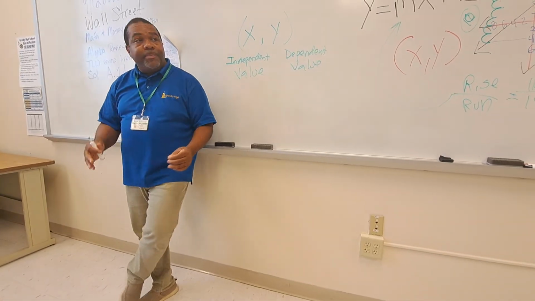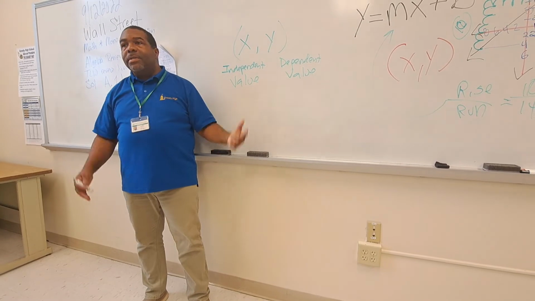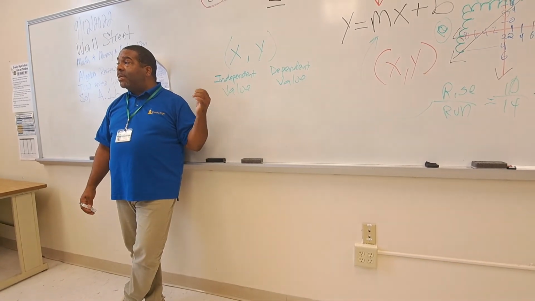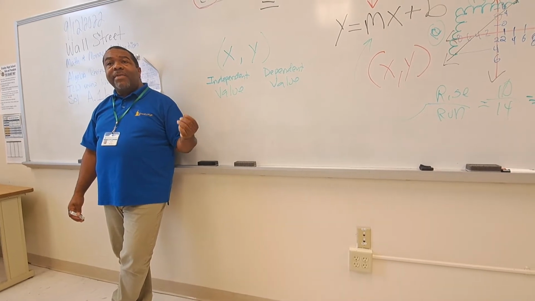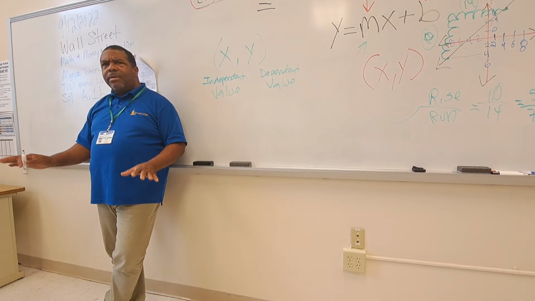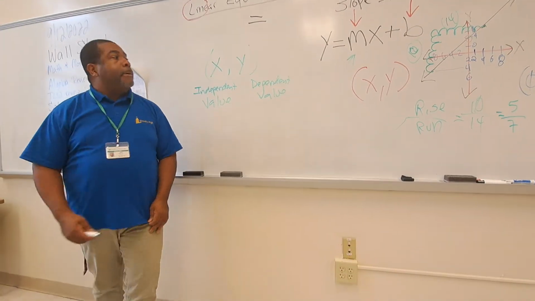So the X person makes the decisions. The Y person just has to go with it. The X value makes the decisions. The Y value has to go with it. Is that a little better? Okay. All right.